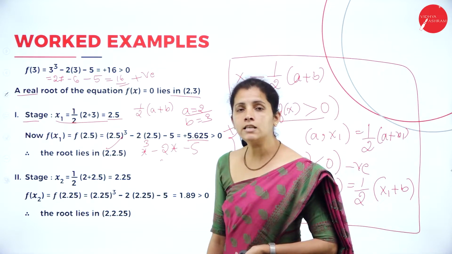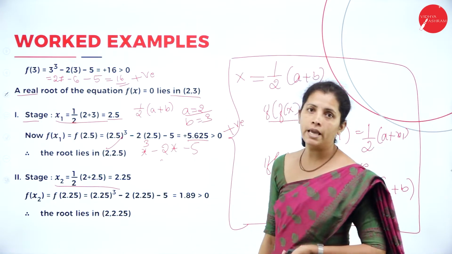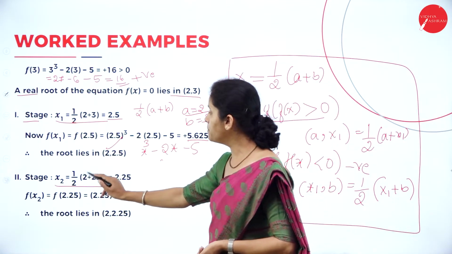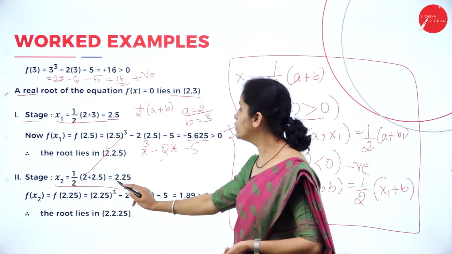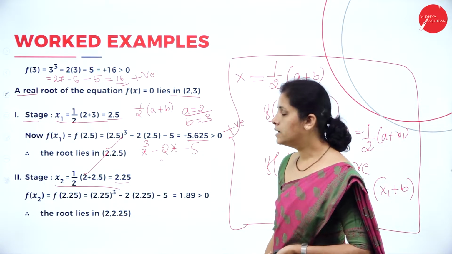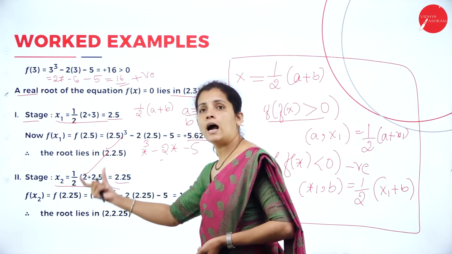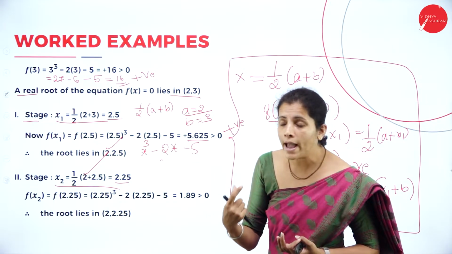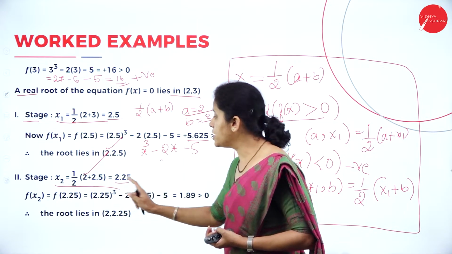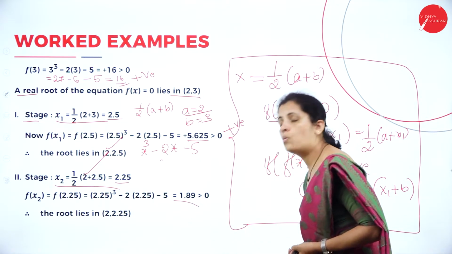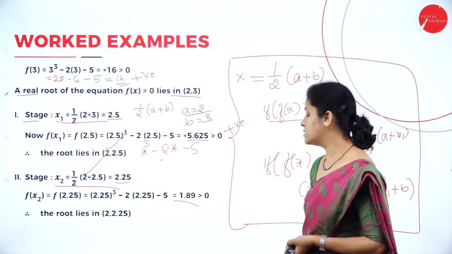Now in my next iteration, see, I'm going to substitute the formula. So what is my A? It is 2. And what about my B? It is 2.5. And when I divide that one by 2, I'm going to get 2.25. Now, I got 2.25. This is my x2. Now, I want to find out f of x2. So, I'm going to substitute this value in my equation. And I'm going to get 1.89, which is positive number once again.